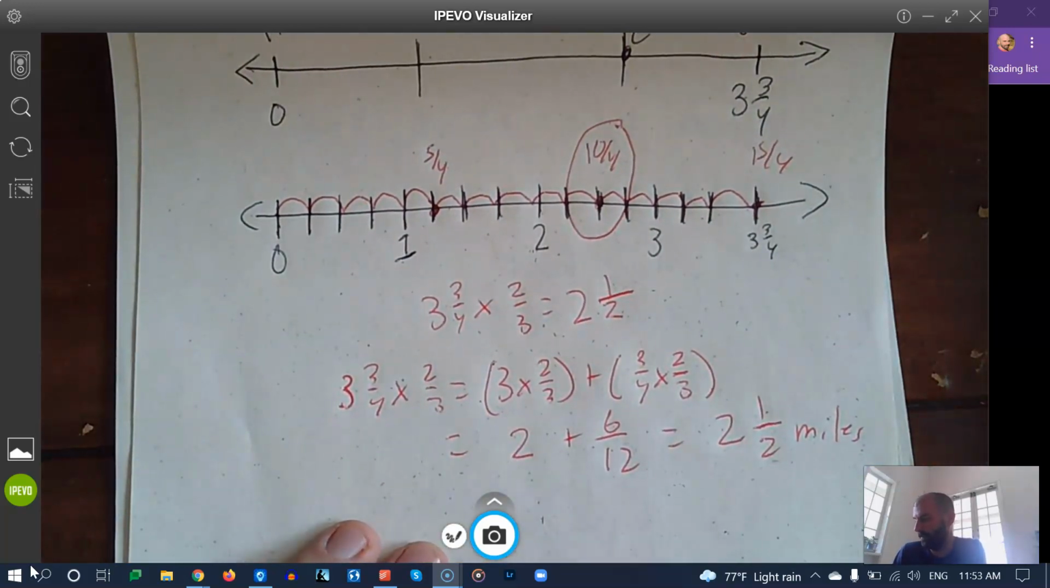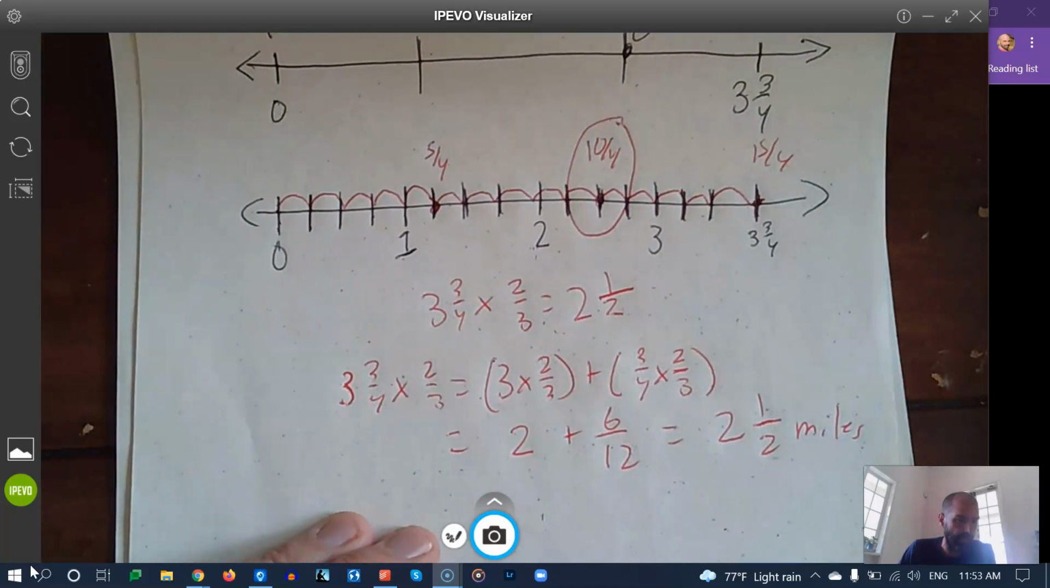Now I've run out of room. If you've run out of room, get yourself some scratch paper. That's in the second drawer on the blue.